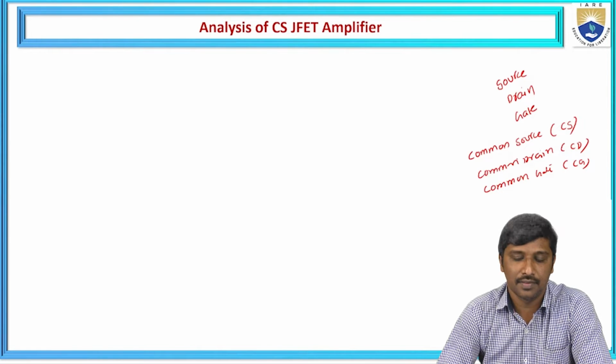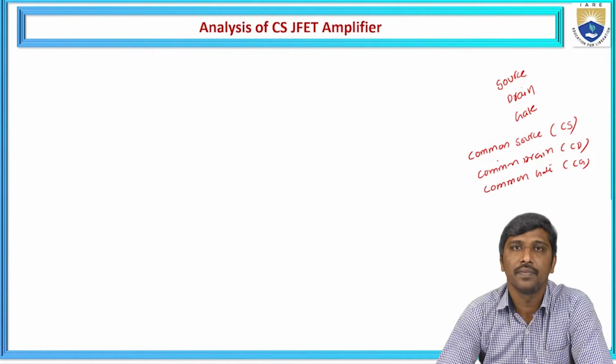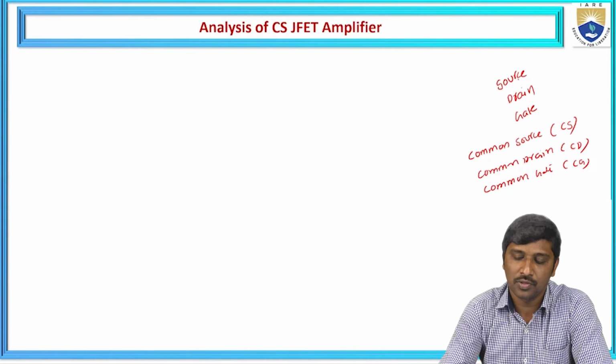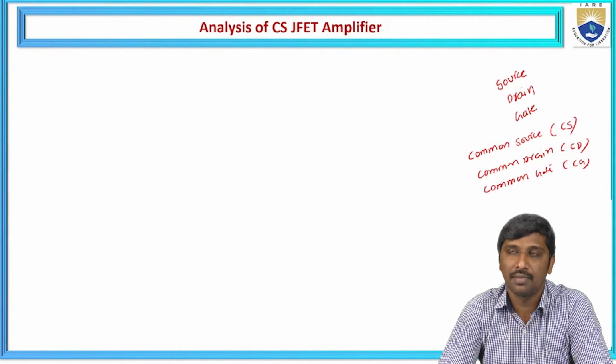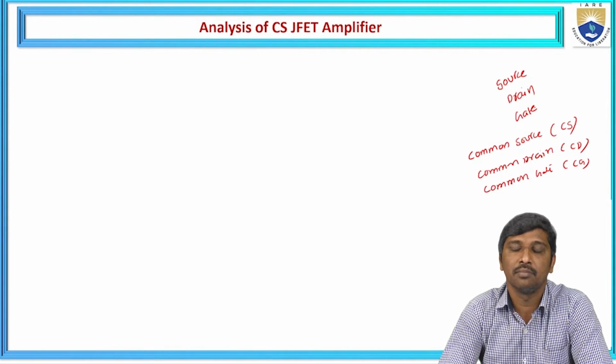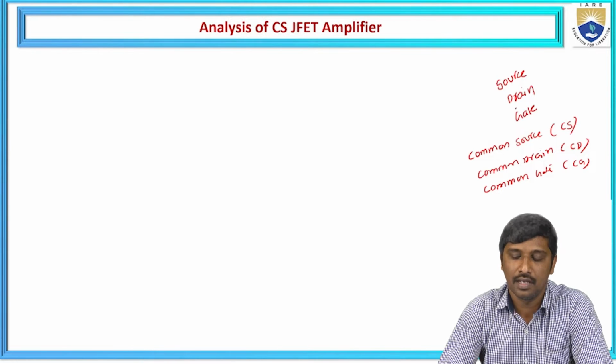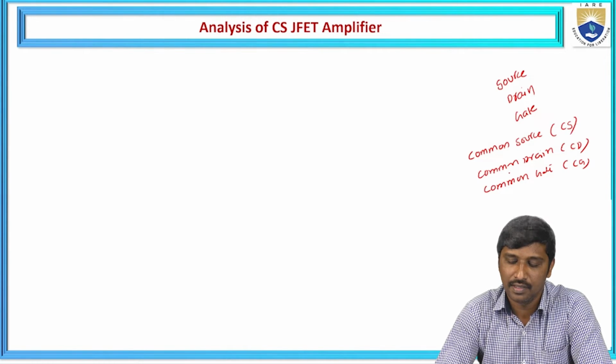If we consider the common source configuration, it means that the source terminal is common for the input side as well as the output side. If the source is common, out of the remaining two terminals, one acts as the input and another one acts as the output. Hence, in this common source, the gate terminal acts as the input and the drain acts as the output terminal. And the source is common with the gate as well as the drain.